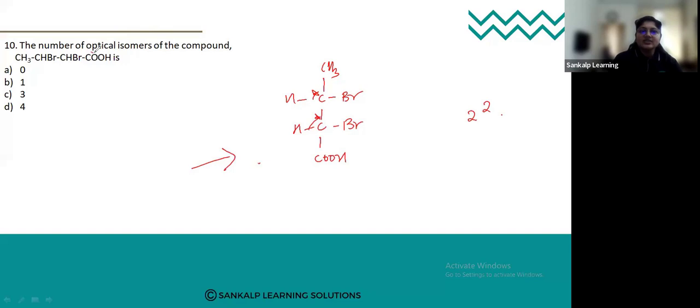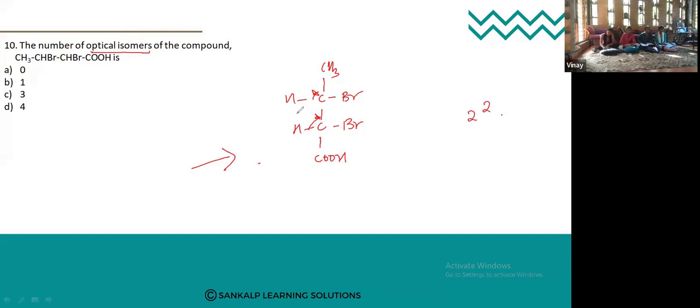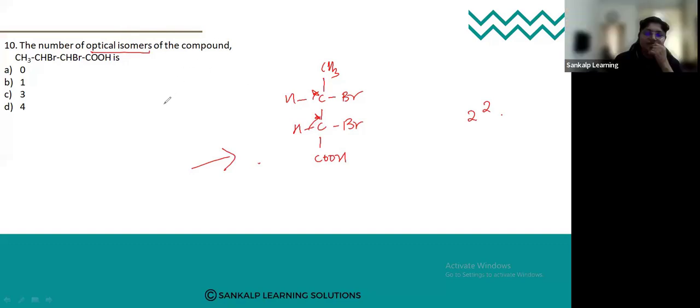So they have asked optical isomers. If they ask optically active isomers, then you have to subtract 1. Okay, now how much will it be? It will be 4. So option number D is the answer.